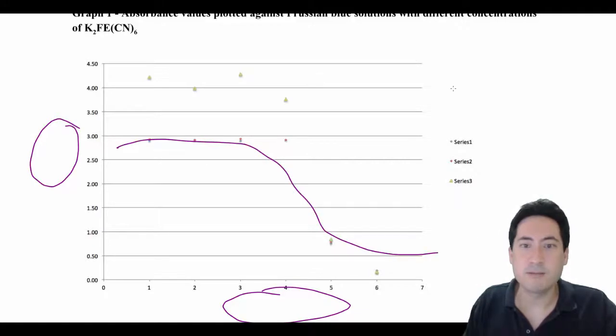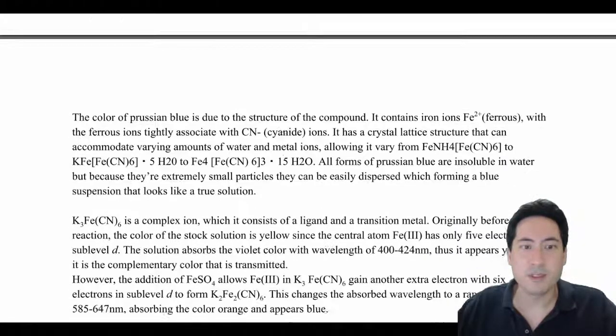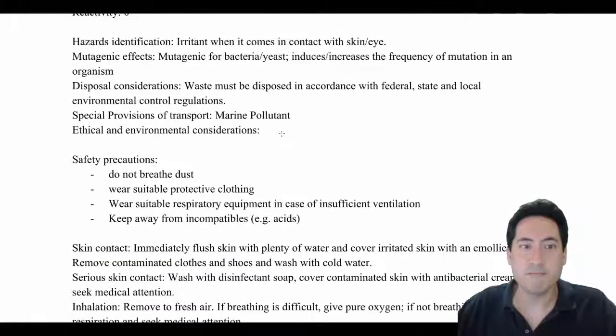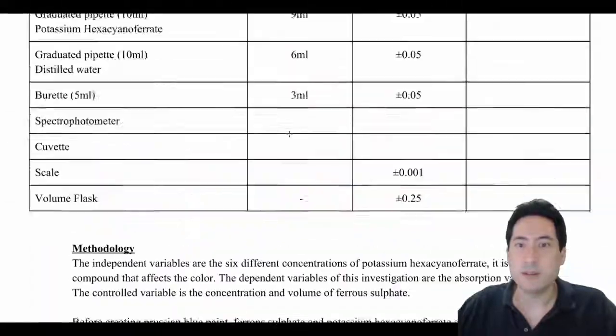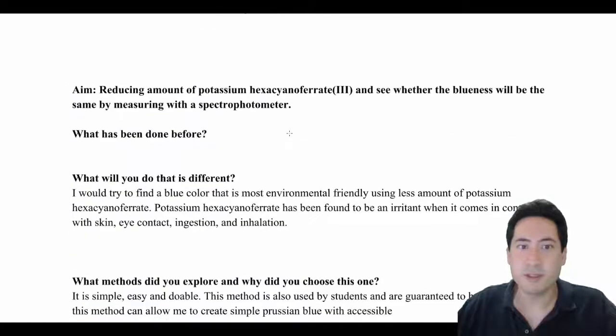Where are all these things? Get that all fixed up. Where are your example calculations, uncertainty and errors? Okay, let's go back up to the top here. Let's just do a quick overview since you're very keen to try and finish this one. Reducing the amount of potassium cyanate and see whether the blueness... that doesn't sound very concise. Have a look at some example ones.